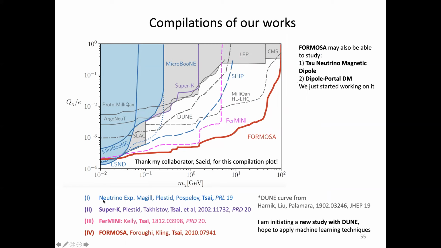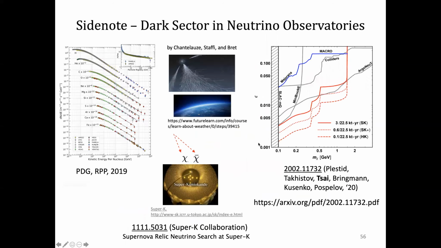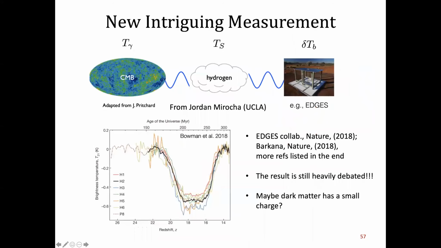And yeah, so these are different. So you have neutrino experiments, Super-K from the cosmic production, Fermini and Formosa, and these are different searches. And yeah, these are some details. And finally, this is the thing I mentioned.